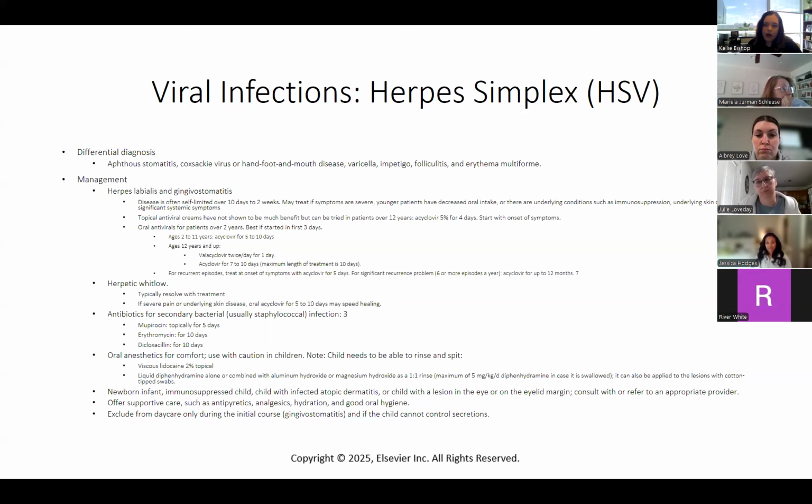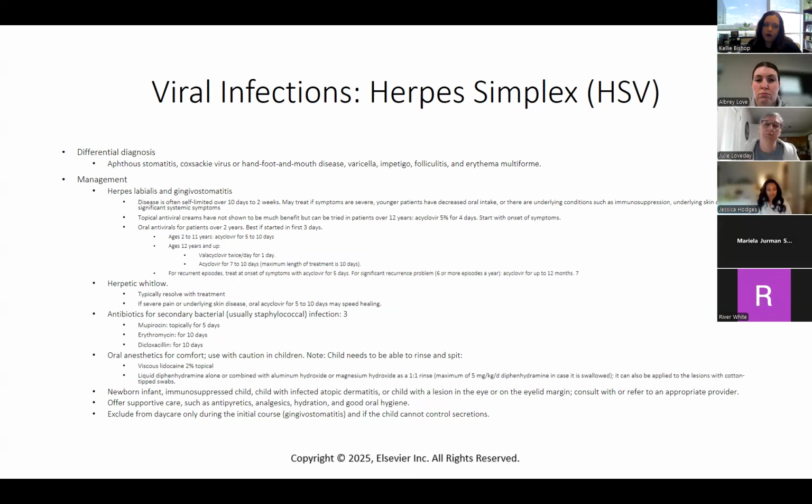If this is recurrent, especially frequently recurrent, then I would treat them with acyclovir. Routinely, we don't treat HSV all the time, but for sure, if it's recurrent, like 6 or more a year, then you would want to treat with acyclovir, and it's best if you start in the first 3 days of symptoms. Herpetic whitlow, if you use acyclovir, or you can use topical, those usually resolve pretty well.